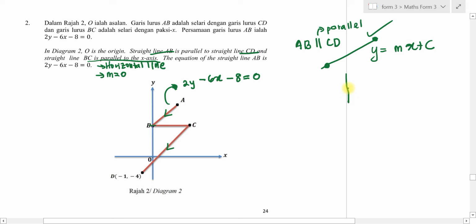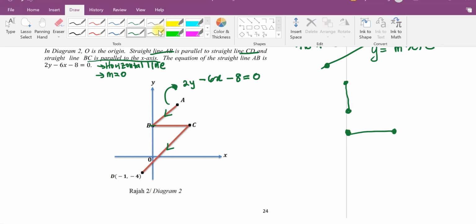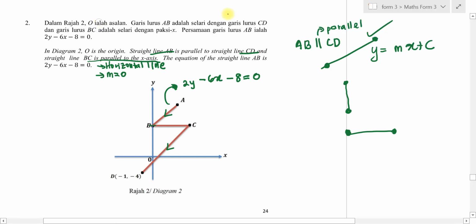When your line is vertical or when your line is horizontal, this one we no need to use y equal to mx plus c.